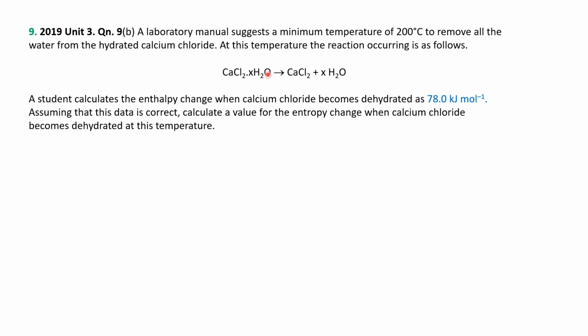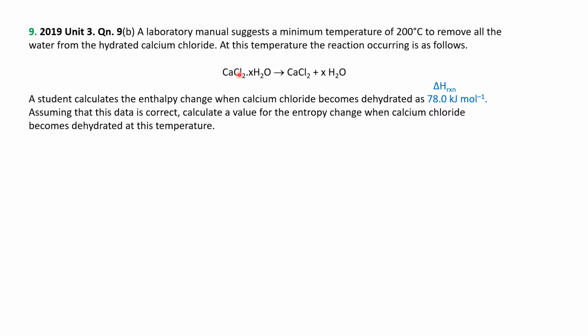Okay, so we've got this nice little reaction here. A student calculates the enthalpy change for this reaction is 78 kilojoules per mole. In other words, that's delta H of the reaction. Now let's look at the reaction and think what we can say about delta S.